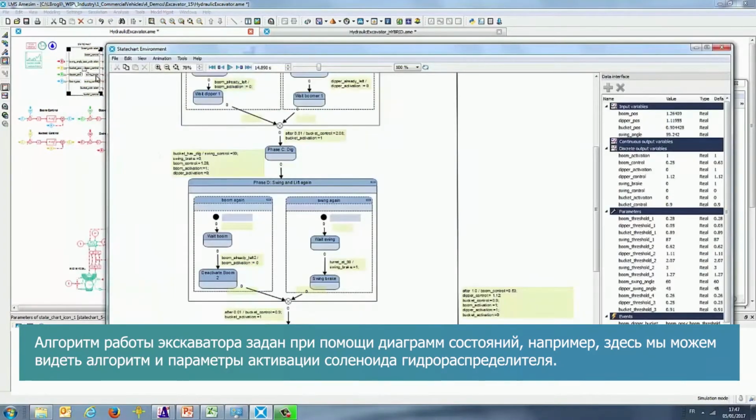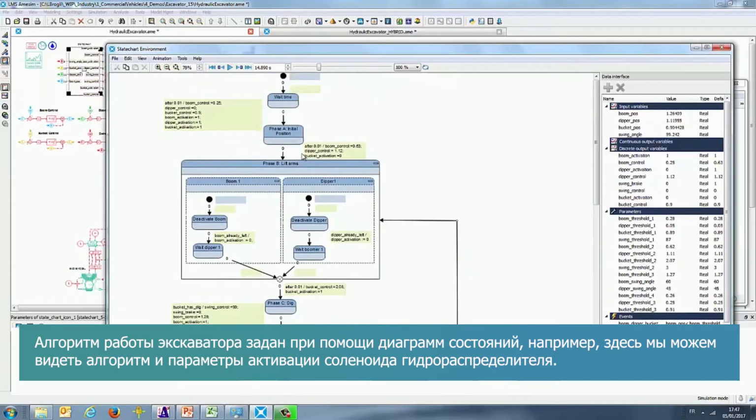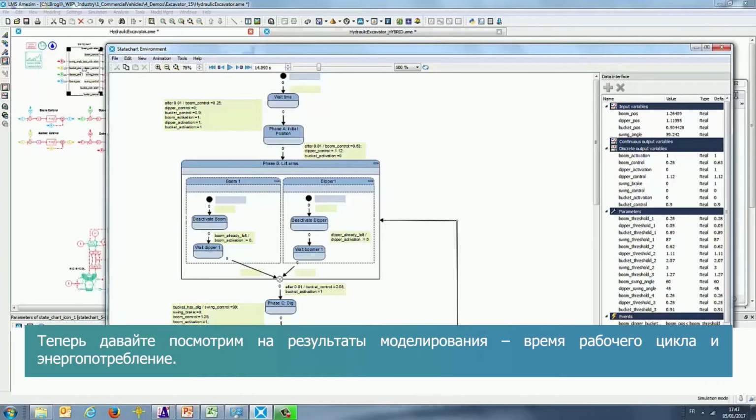Control for operator action can be defined using a sequence, using a state chart environment. So here the different phases are described, and an activation sequence of the different flow control valves is defined and parameterized.